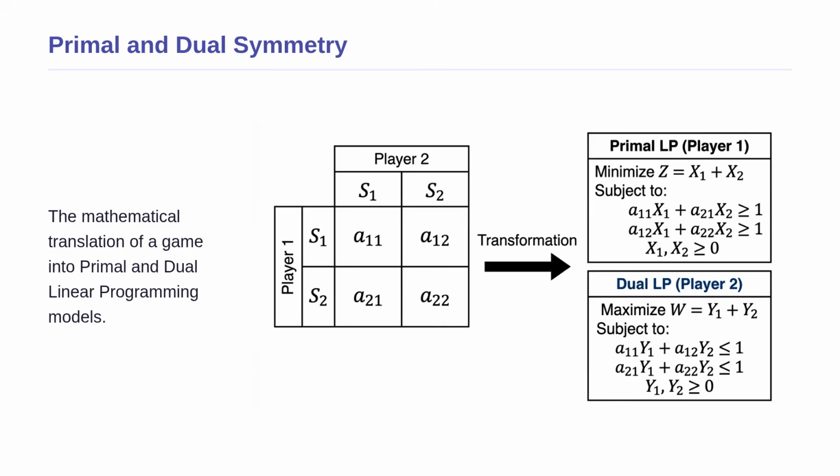Now that we have formulated both sides, let us look at this diagram summarizing the entire transformation. On the left, you see the standard payoff matrix representing the psychological guessing game between player 1 and player 2. The arrow in the middle represents our algebraic transformation. On the right, you see the rigorous optimization problems. The top shows the primal LP for player 1, which minimizes Z subject to greater than or equal to constraints. The bottom shows the dual LP for player 2, which maximizes W subject to less than or equal to constraints. This beautiful mathematical symmetry proves that both players, if playing perfectly, will ultimately reach the exact same perfectly balanced game value.